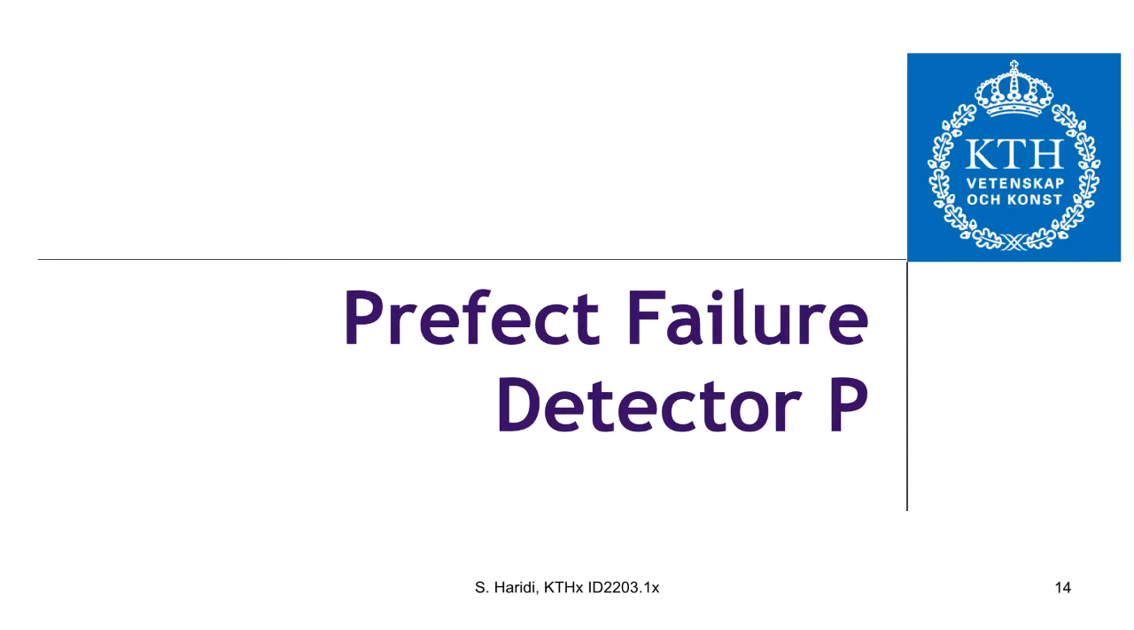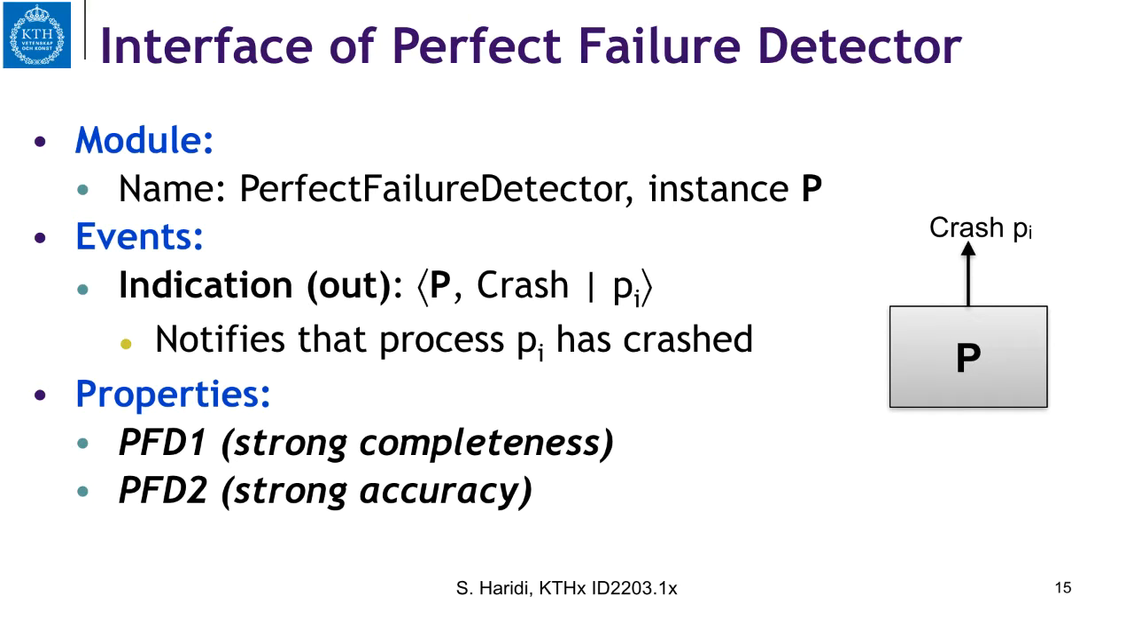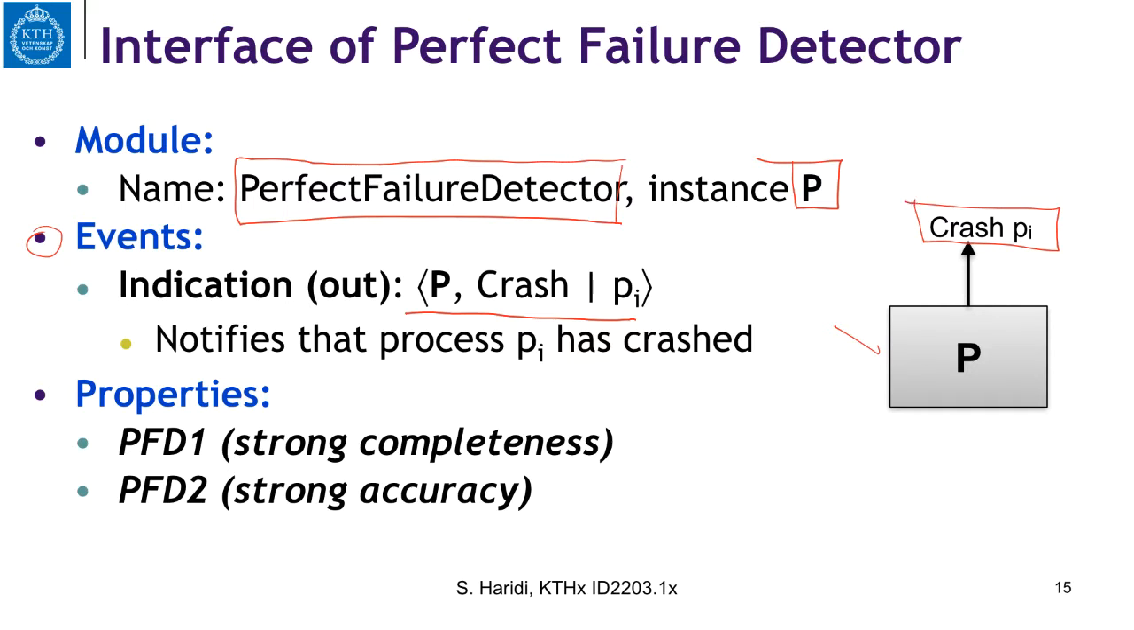So now let us look to the specification and the implementation of a perfect failure detector, P. Here is the specification of a perfect failure detector. The instance is called P, and we have one event. It's an indication event, which declares that process Pi has crashed. So it notifies that Pi has crashed locally to its own process. Here is component P, and it basically outputs the event crash Pi.